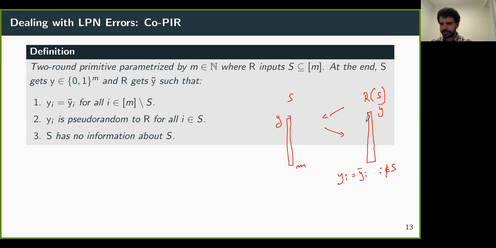In terms of security, essentially this string has some holes in it. We require that the positions Y_i are pseudo-random to the receiver, and we also require that the sender learns nothing about the receiver's input. In terms of communication, we want the communication to scale only with the size of the sender's input, and not with the set. We call it co-PIR because in a PIR the receiver would get these positions, but here he gets everything except for these positions. Any questions?